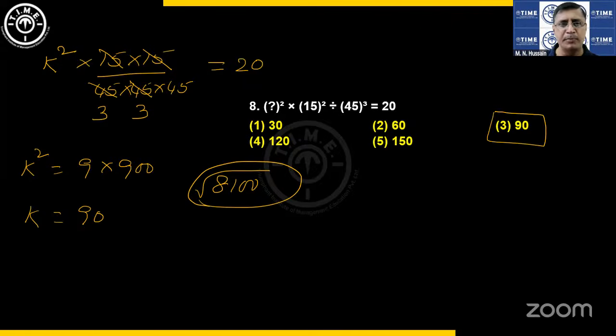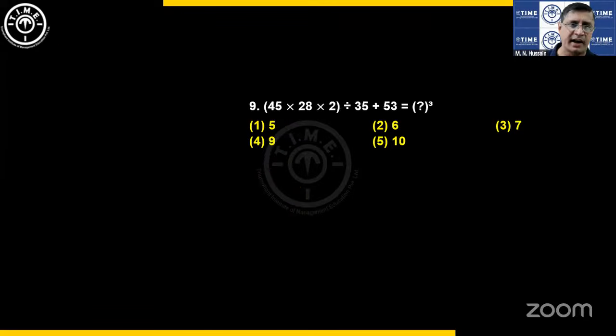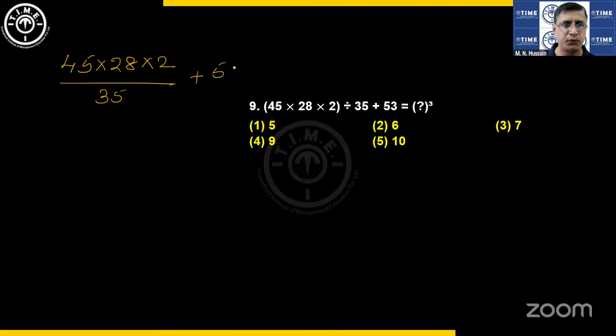Now look at the next example on your screen. Question number 9. 45 into 28 into 2. Let me write the question here. 45 into 28 into 2 divided by 35 plus 53 is equal to question mark Q.